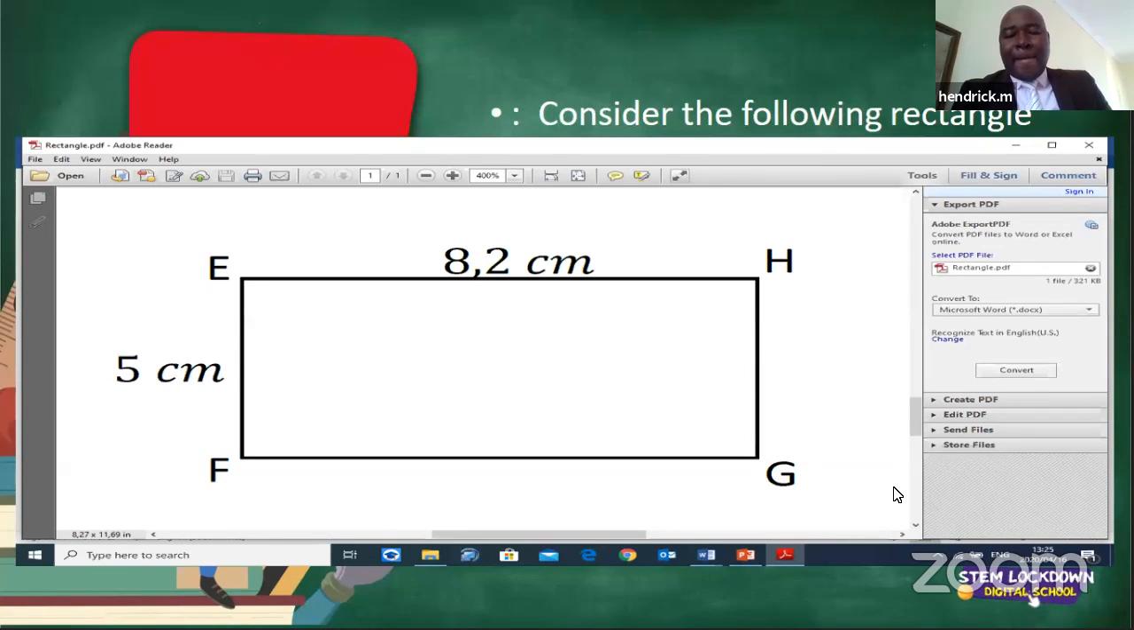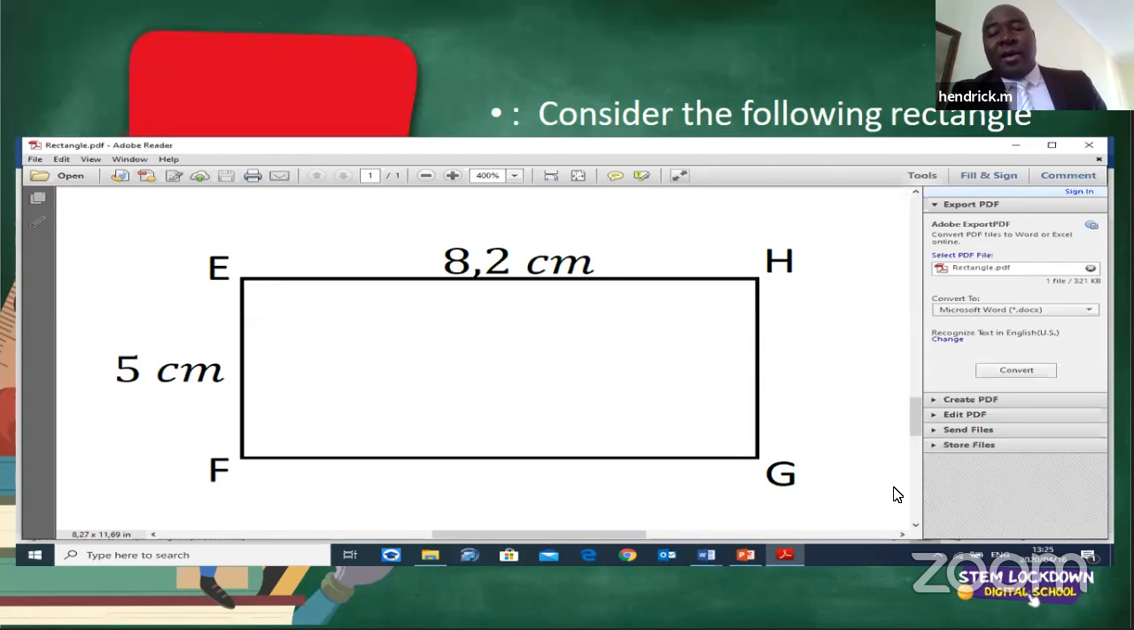Dorika Sife. Are you there? Dorika, please go ahead. Sir, the answer is 26,4. So which answer are you giving me now? Is that the perimeter or the area? For the perimeter. Okay, for the perimeter. You say the answer is 26,4.